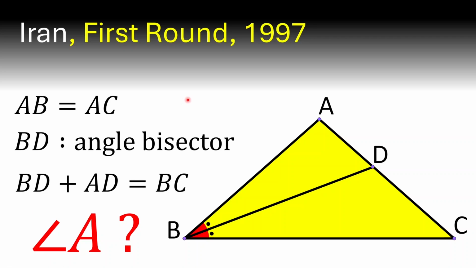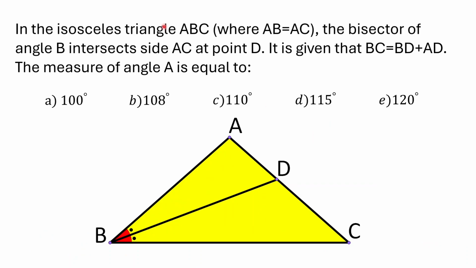Hi, here we have a beautiful geometry question from Iranian Mathematical Olympiad round number 1 in 1997. We have an isosceles triangle ABC, AB is equal to AC, BD is the bisector of angle B. We know that BD plus AD is equal to BC, and the question is, what is the measure of angle A? The question was multiple choice, and these are the options.